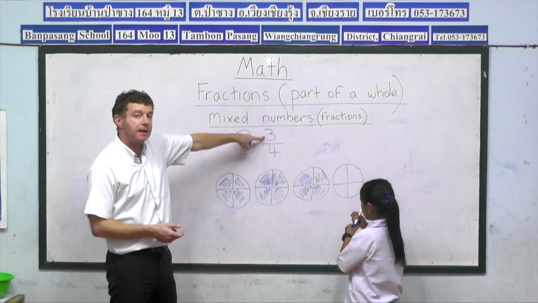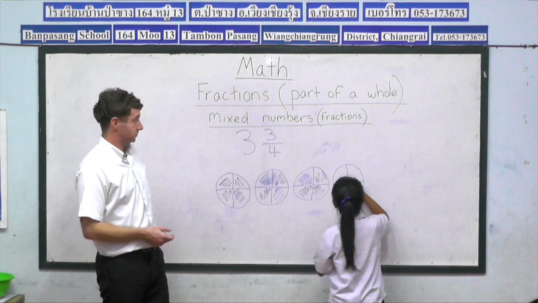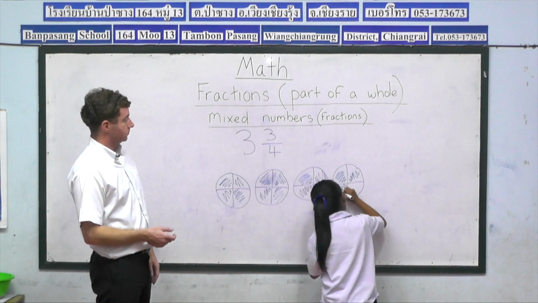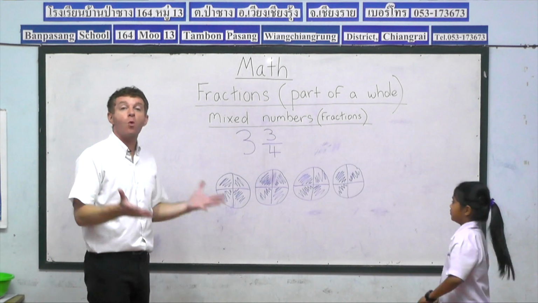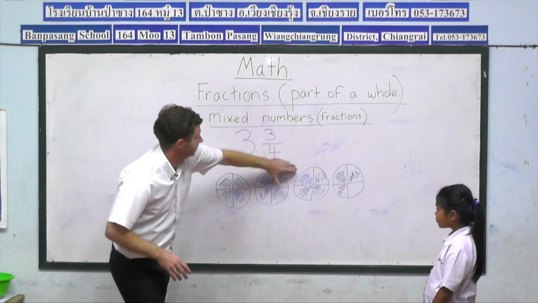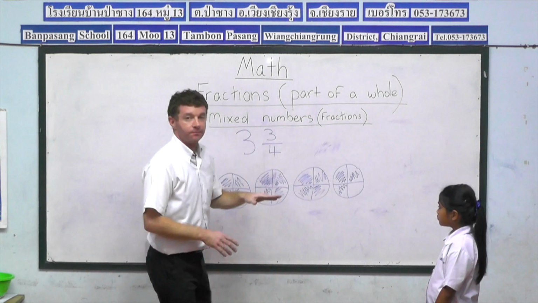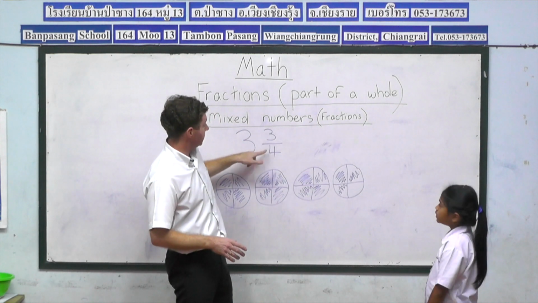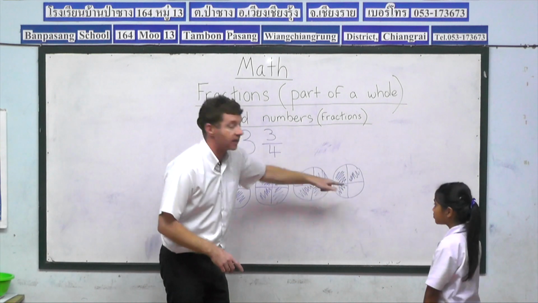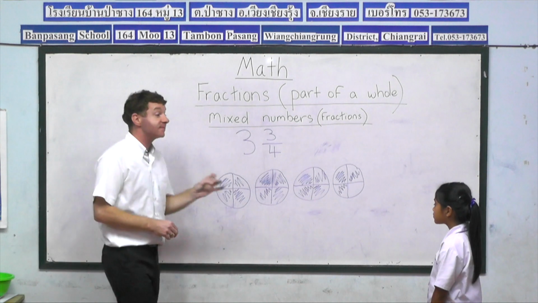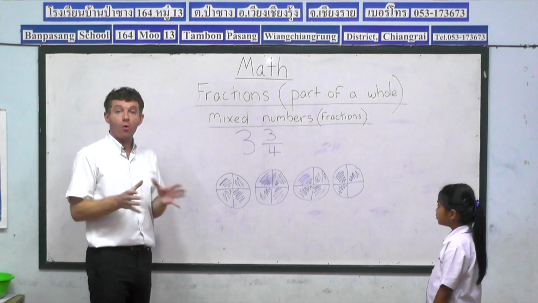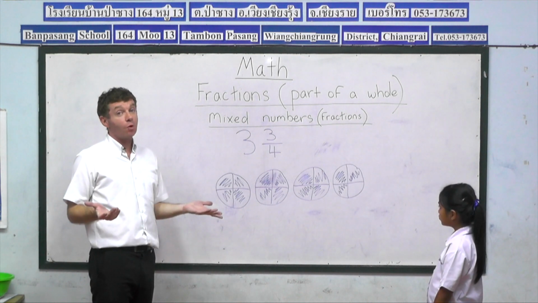And this time, how many do we need in blue? 3. So you see, guys, this is what we mean by a mixed number. The first number is the amount of whole. 1 2 3. And then the fraction, 3/4. So we still have our 4 parts, but 3 of them are colored in blue. So let's say together, 3 and 3/4.